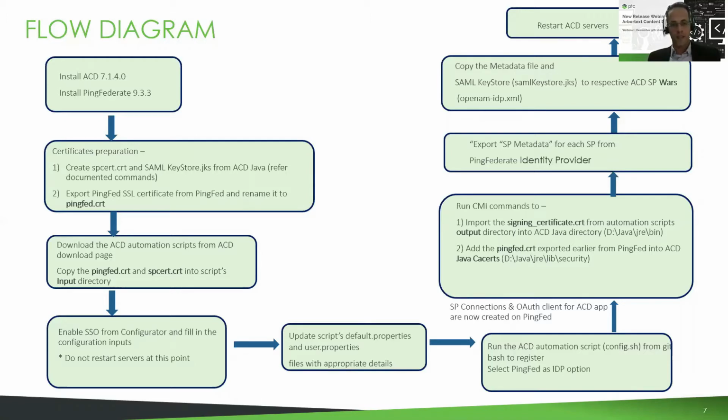Once that's done, you need to run a couple of commands to import the certificates from the script into an output directory, and then copy the Ping Federate certificate that you just exported from the Ping Federate application into that Java custodies file. Once that's done, there is one last step, which is to export the service provider metadata file for each one of the service providers that you set up in Ping Federate, and then copy each one of those into the relevant ACD WAR files. And lastly, once everything is done, you just need to restart the ACD server for the configuration to take effect from the ACD side, and you are ready to go.